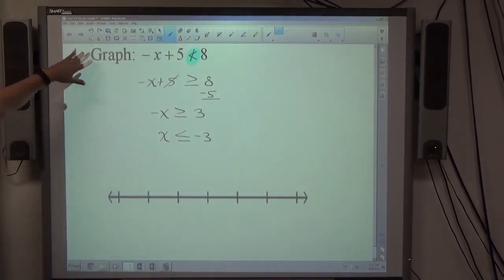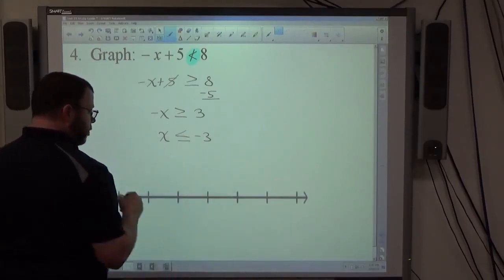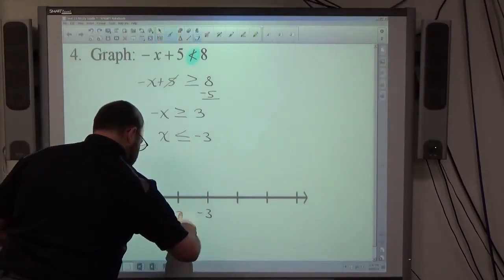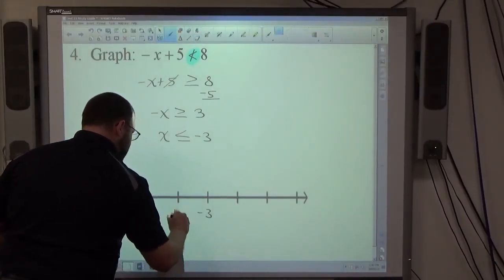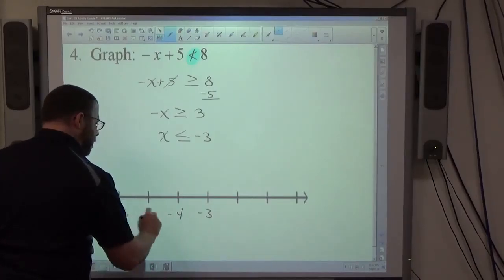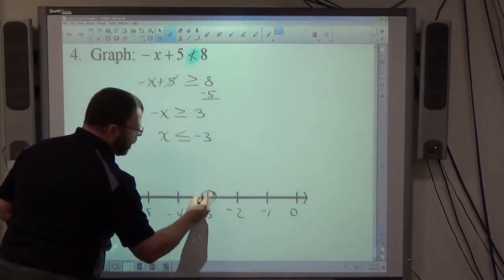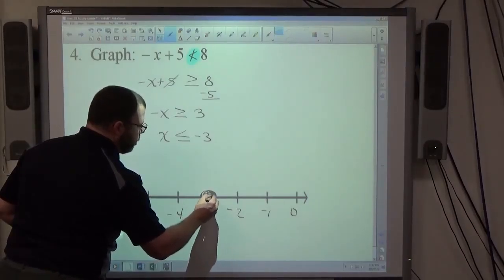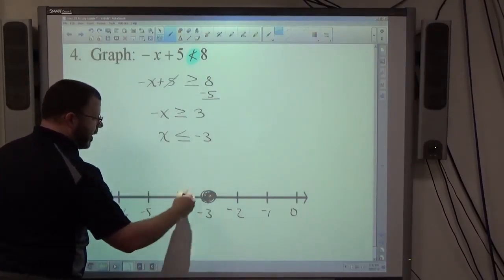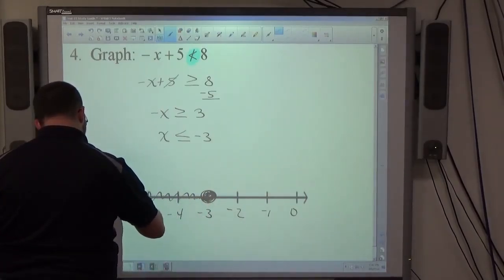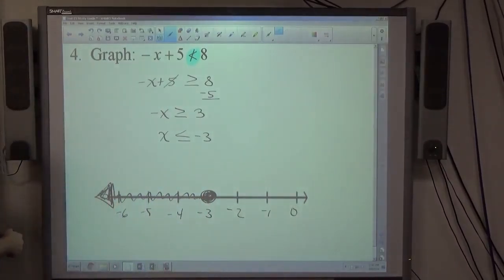Supposed to graph that. It doesn't specify a domain, so I'm going to assume all real numbers. I've got a number line here. I just need to make sure -3 is there. I like to put it towards the middle. And I'm going to go smaller to the left, so -4, -5, -6 going to the left, -2, -1, 0 going to the right. And we're going to put a filled-in circle at -3 because of the equals to, and less than goes to the left, so we shade it off to the left. Make that arrow nice and bold, showing it goes on forever to infinity.